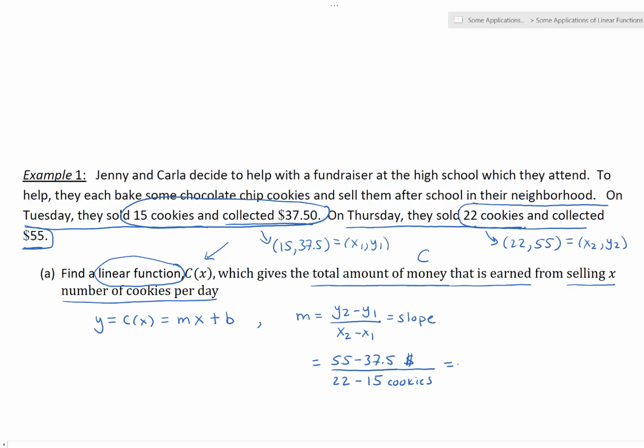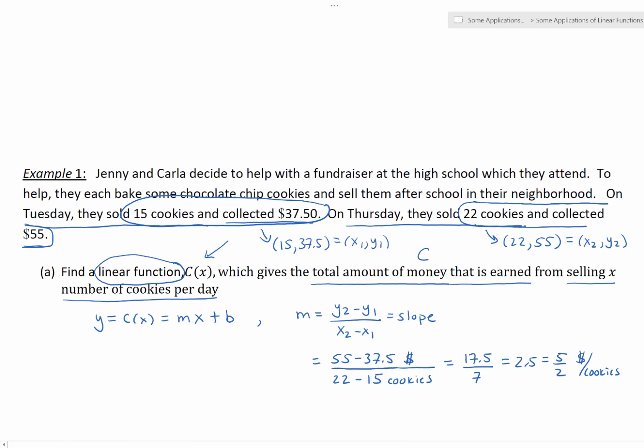So what do we get from that? Well, we compute. The numerator there is 17.5, and 22 minus 15 is 7, keeping in mind the units, of course. If you simplify that, you get 2.5, which as a fraction is 5/2. So again, that's in terms of dollars per cookie. Then we have our slope. That's part of the puzzle that we need. Now, once we have the slope, we still need to find the value of b to complete our formula.